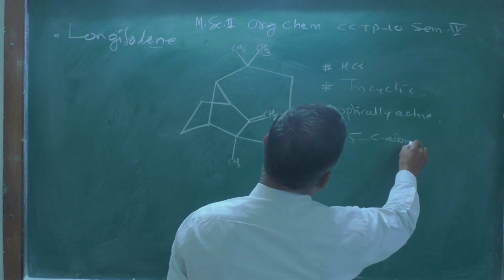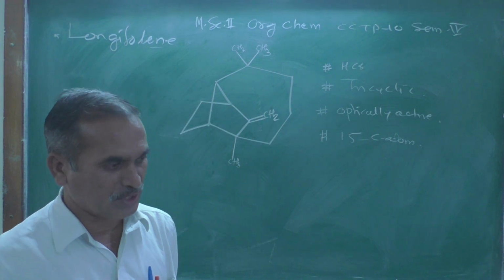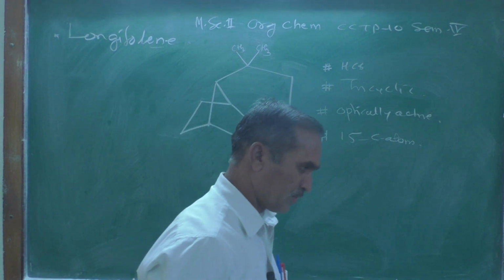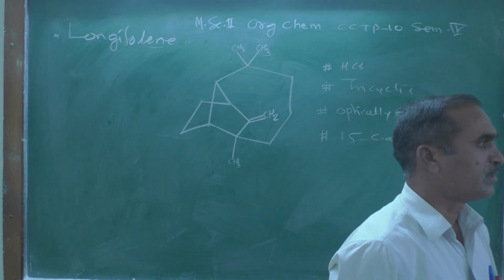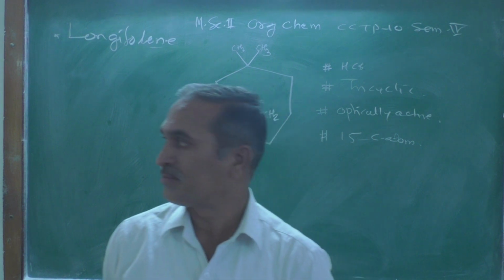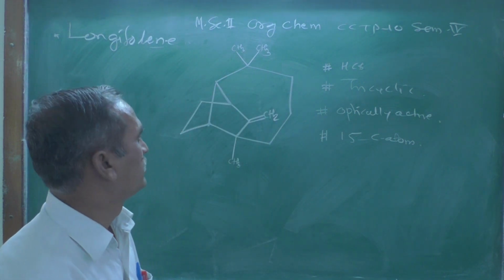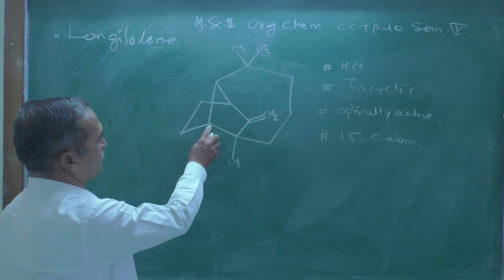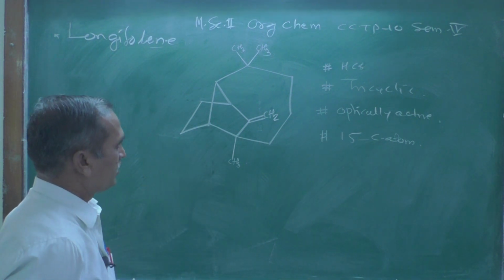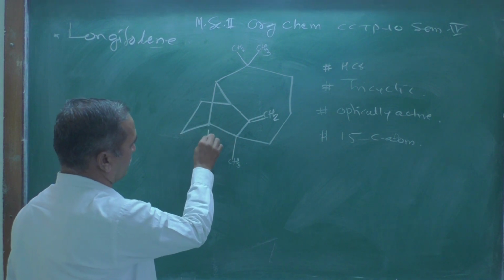Carbon atoms are present in this structure. If you count properly, you will notice there are 15 carbon atoms present. Now, from where can we number? From this bridge side, here you can give this carbon atom number 1.